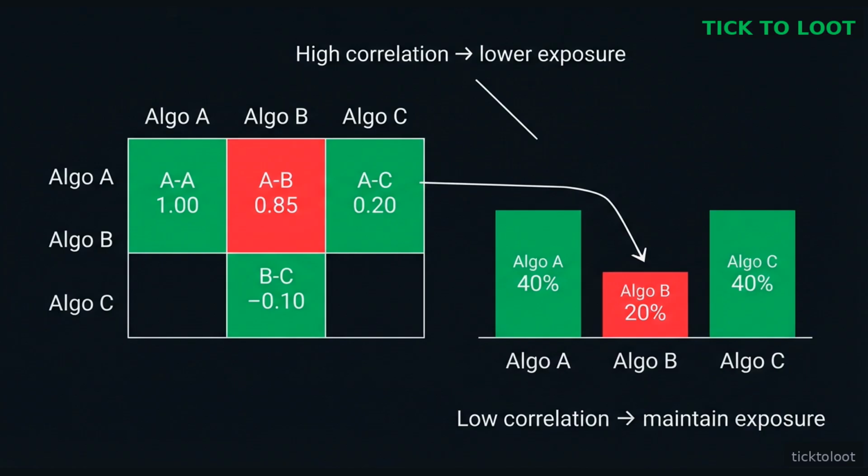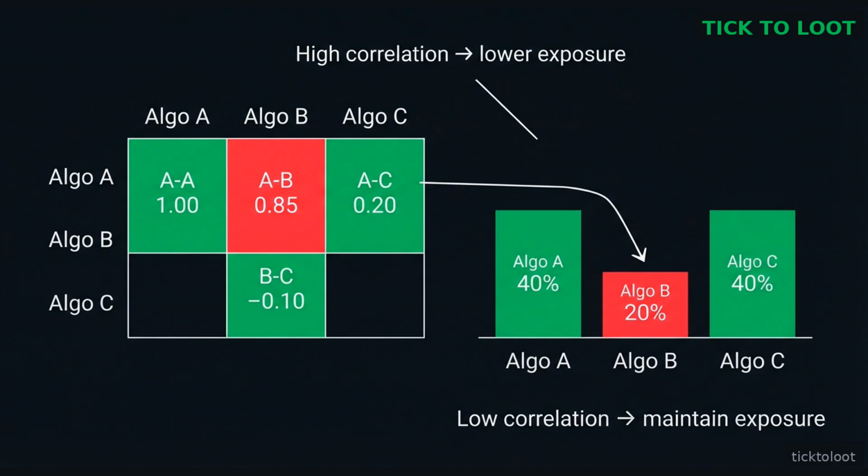Algo A trades pound sterling to US dollar, Algo B trades euro to pound sterling, and Algo C trades US dollar to Japanese yen. After measuring correlation, you fill out a matrix that looks like a spreadsheet of friendship scores. The diagonal cells are always 1.00 because each bot is perfectly correlated with itself. Off-diagonal cells show how much they move together.